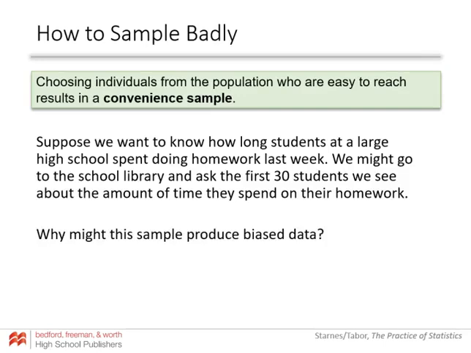So, some ways that we can mess this up. If we just pick who is easiest to contact, that would be what is called a convenience sample. If we want to know how long students take to do their homework, we go to the library, we ask the first 30 people in the library, boom, there's our sample. What might be an issue with this?